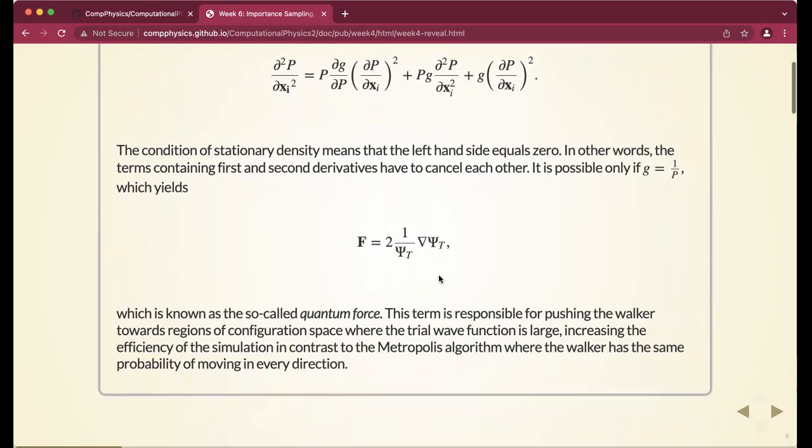This term is the one which is responsible for pushing the walker towards regions of configuration space where the trial function is large. That normally increases the efficiency of the simulations, in contrast to just the plain Metropolis algorithm, where the walker has the same probability of moving in every direction. So what we are doing now is simulating an object which moves according to the probability which we have defined.